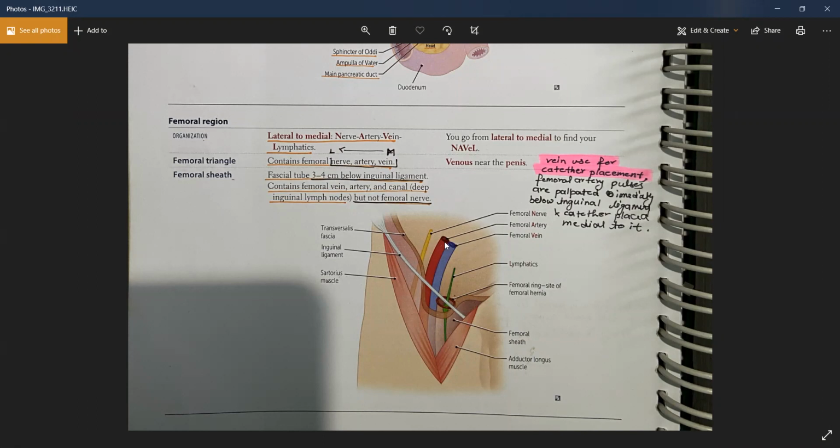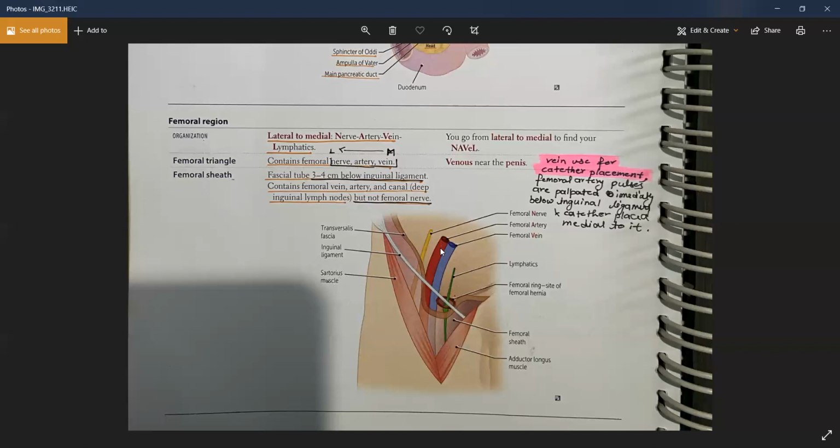And as soon as this external iliac gives off a branch, does anyone know the last branch of the external iliac? Inferior epigastric? Not the inferior epigastric. Deep circumflex. Exactly, the deep circumflex iliac artery. As soon as the external iliac artery gives off the deep circumflex iliac artery, it will become the femoral artery.